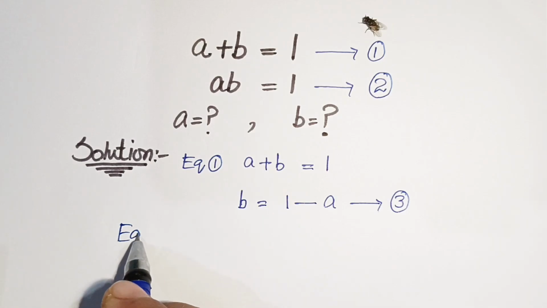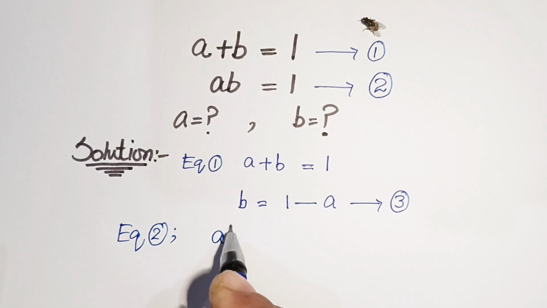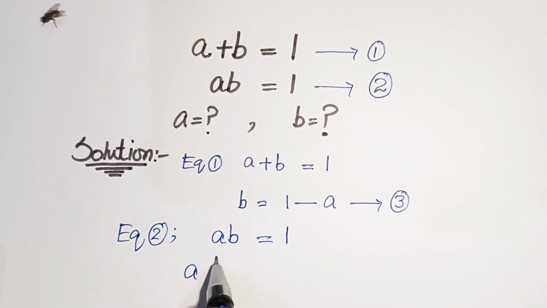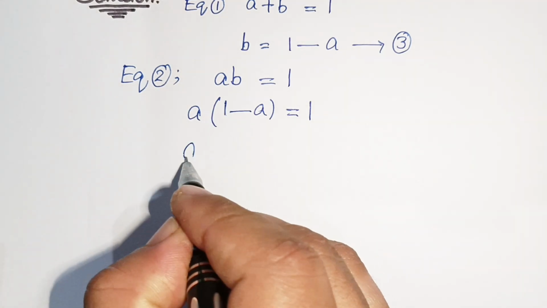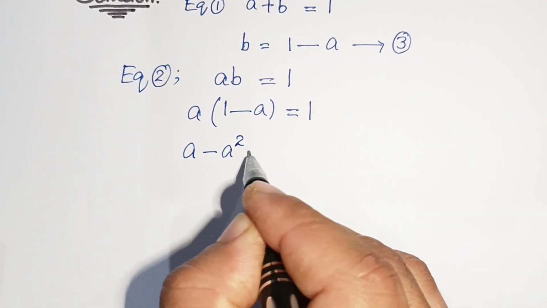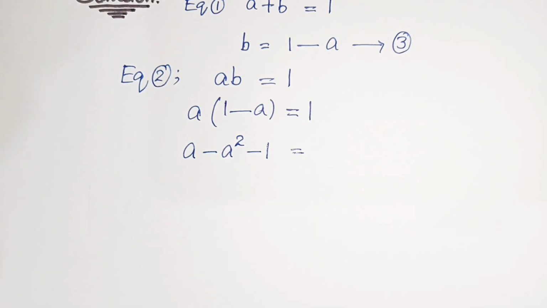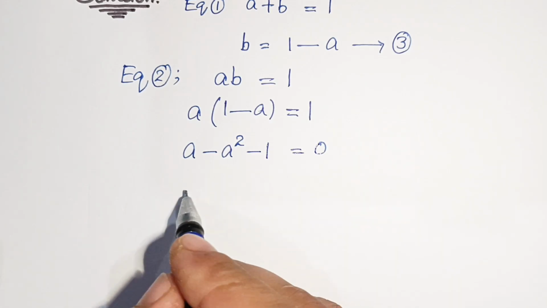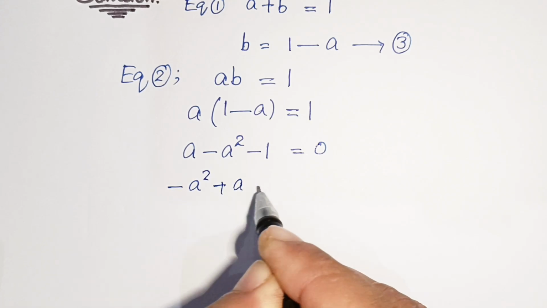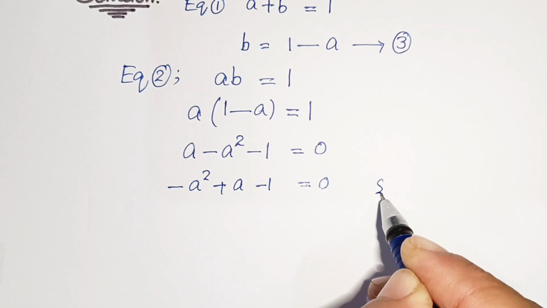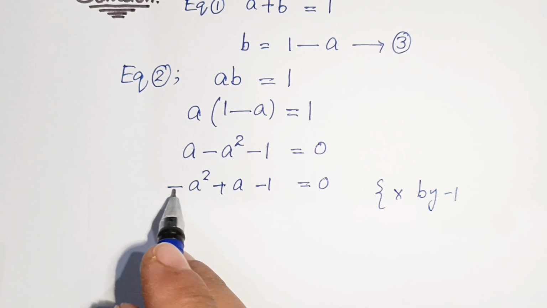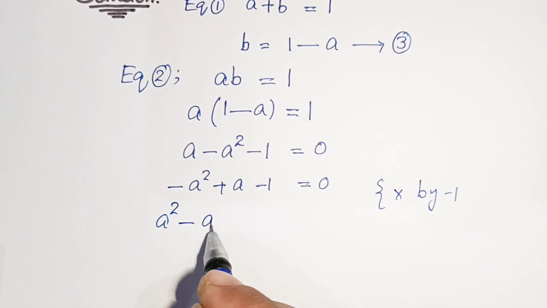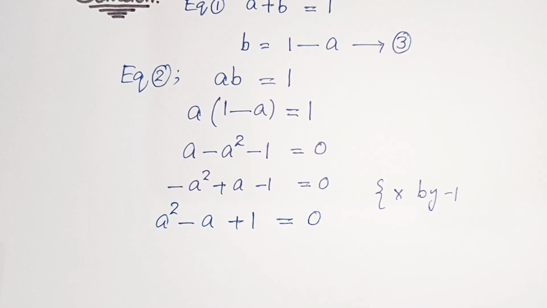Equation 2 is a times b is equal to 1, but the value of b is 1 minus a, so a times (1 minus a) is equal to 1. Now multiplying a into the parentheses, we get a times 1 is a, minus a times a is a squared. Shifting the 1, we can write minus 1. Now rearranging, we have minus a squared plus a minus 1 is equal to 0. If we multiply by minus 1 on both sides, minus times minus is plus, so a squared minus a plus 1 is equal to 0.